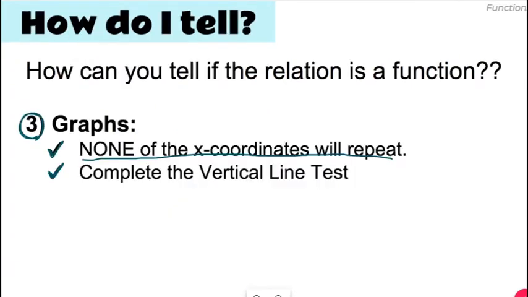So let's take a look at our list again. How can you tell if it's a function with a graph? So the first thing you can look at is see if none of the x-coordinates repeat. That's pretty common. In each of the different representations, we've looked at the first piece of information, the x-coordinate, the domain, the input, the first element. The first piece of the information is what we focused on. We can do that on a graph. If it's too hard to do that, we can complete what's called the vertical line test. So let's look and see how that works here.